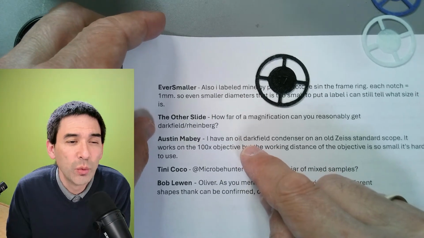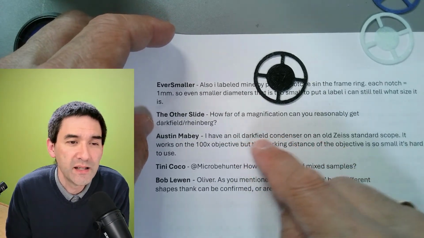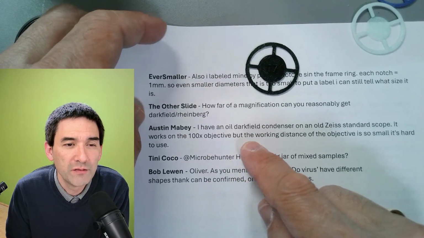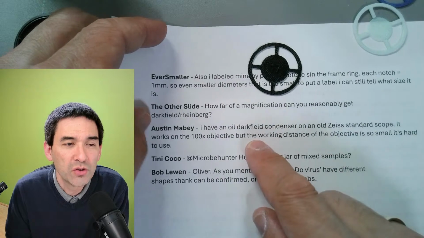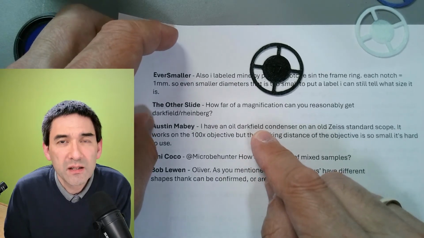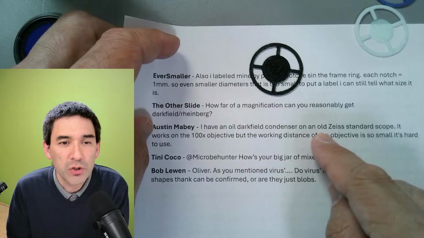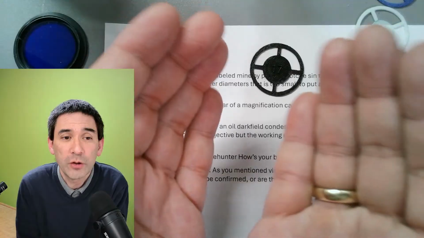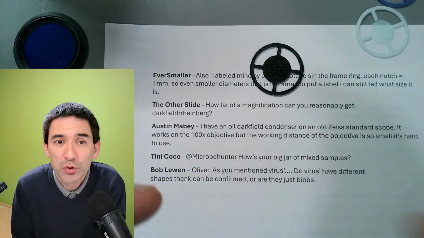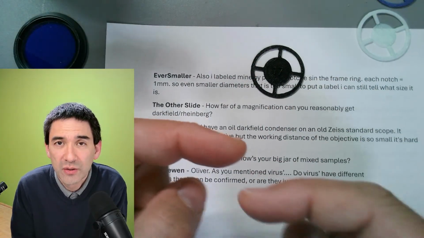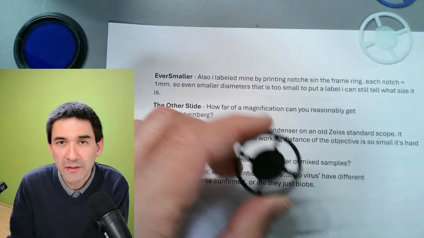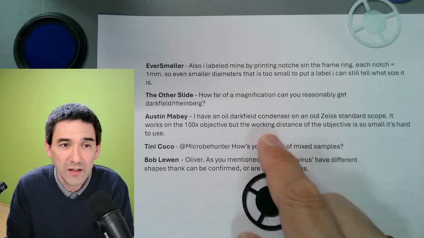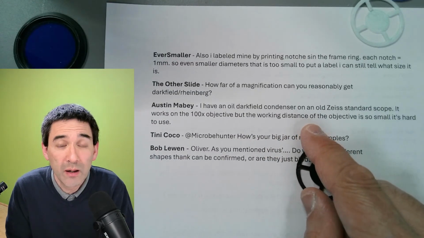Yeah, I have an oil dark field condenser. That's nice if you have a specific one. Yeah, but it works with a 100 times objective, but the working distance of the objective is so small it's hard to use. Special dark field condensers, especially from brands, have a so-called concave mirror inside, which redirects the light. So it's not just something that blocks out the light, but they actually redirect the light by having rounded mirrors in it. So this also gives it much more brightness.